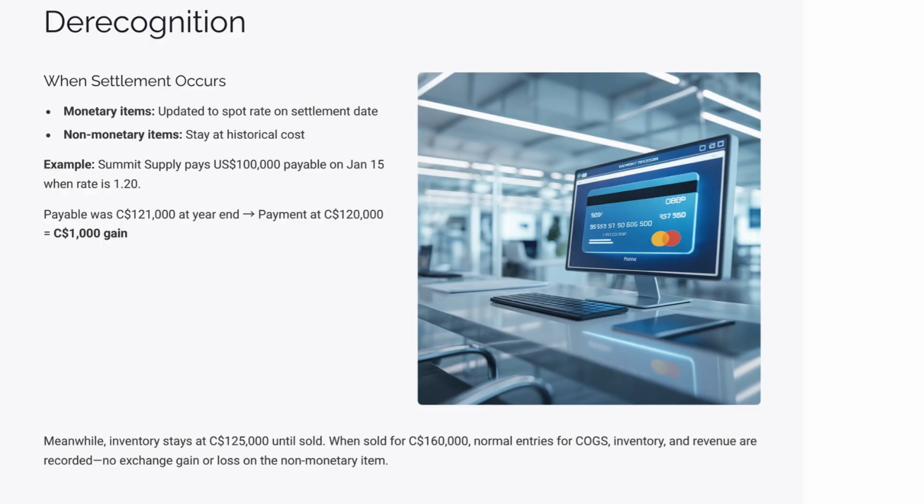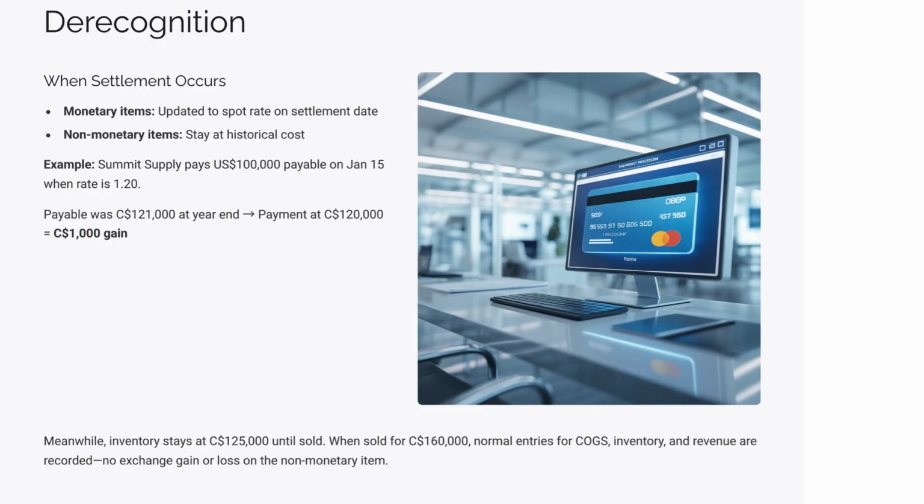Previously, the payable was $121,000 at year end, so we record a $1,000 gain on payment. Meanwhile, the inventory stays at $125,000 until sold. When sold for $160,000, normal entries are recorded for COGS, inventory, and revenue. No exchange gain or loss there. So, only the monetary side fluctuates with exchange rates. The non-monetary stays locked in.